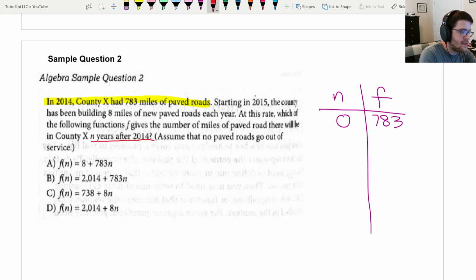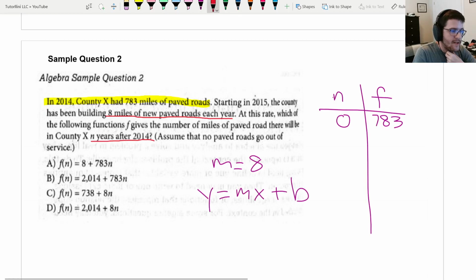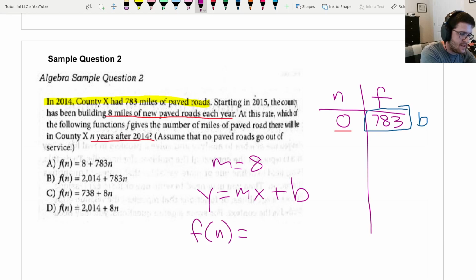And starting in 2015, they are building 8 miles of new road each year. Okay, so that sounds like our slope. So our slope should be positive 8. So if we follow y equals mx plus b, b is our y-intercept, the y value when x is 0. Oh, so we have x is 0 or n is 0. So this guy is our y coordinate of our y-intercept, our b. So hopefully it should be something like this. M is 8. So it should be 8n plus 783.